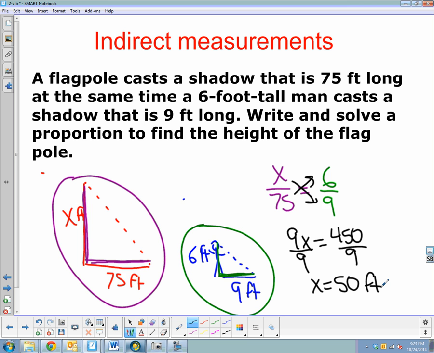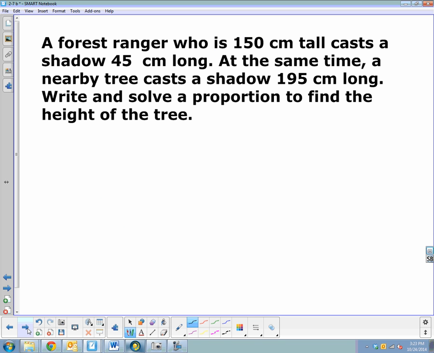And if we look back at my picture, that seems to make sense. The shadow of the man was longer than the man is tall. The shadow of the flagpole should be longer than the flagpole is tall, 50 feet. Okay, we solved for the height of the flagpole. And again, we could not have taken a tape measure and measured 50 feet. So we found another way by comparing those similar triangles, by comparing the length of those shadows. So we got another one.